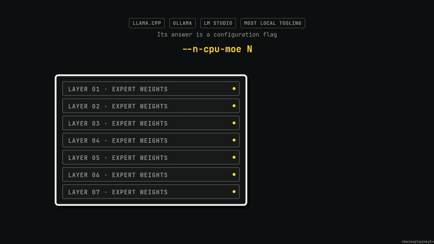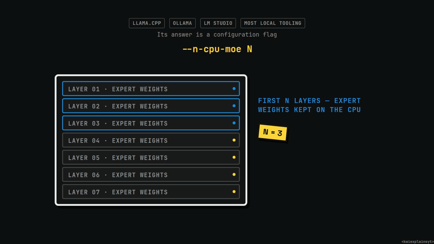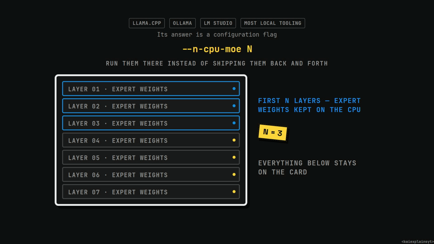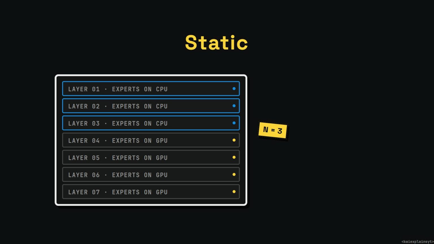Keep the expert weights of the first N layers on your CPU instead of your card, and run them there rather than shipping them back and forth. The important word in that sentence is N. It's a split by layer number, which means you pick the number before the model has seen a single token, and then it stays fixed for the whole run.